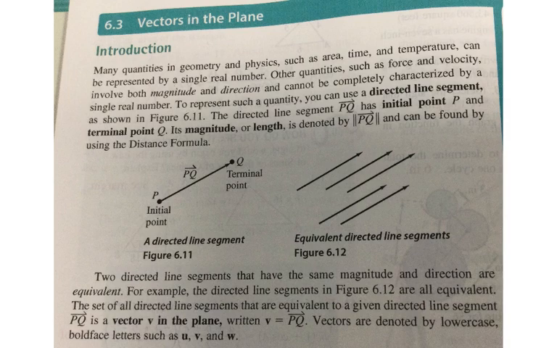The set of all directed line segments that are equivalent to a given directed line segment is a vector V in the plane. And so a lot of times we use V, U, and W to talk about vectors. So you can see they said V was equal to ray PQ, and then we're going to just refer to that vector as V from now on.